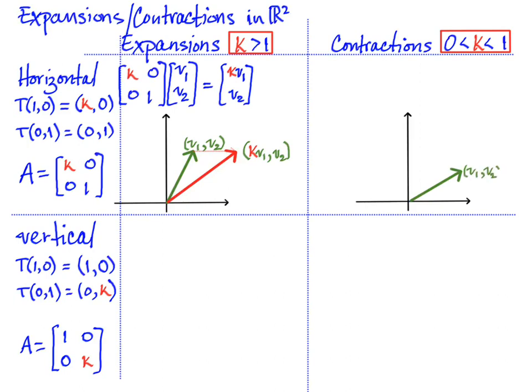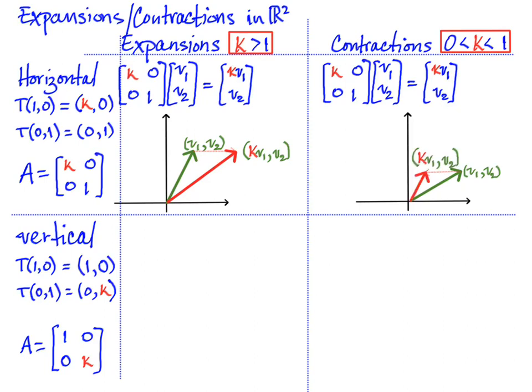So then let's look at what a contraction would do. So we start with a vector v1, v2, we multiply it by that matrix, and we get k times v1, comma v2, same as before, but this time k is less than 1. It's between 0 and 1, so we're shrinking just the horizontal component. So the new vector looks like this. So it has the same height, but the horizontal component is smaller.